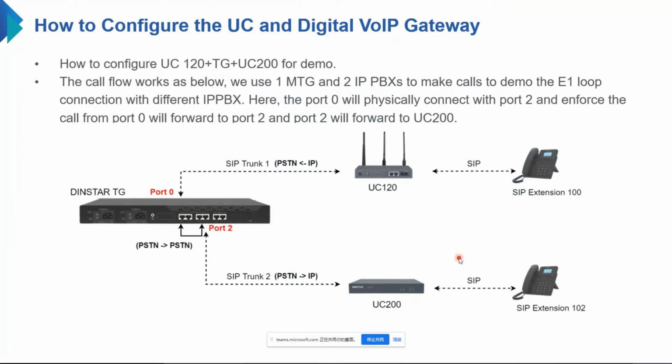Here I use two UCs or two IPBXs for testing purposes, and use the other TG for the transfer call. Here we can see the call flow of MTG1. If extension 100 calls UC1, you then see the call transferred by trunk to port 1, port 0 here. After port 0, port 2 will take over. After port 2, port 2 will forward to SIP trunk 2.